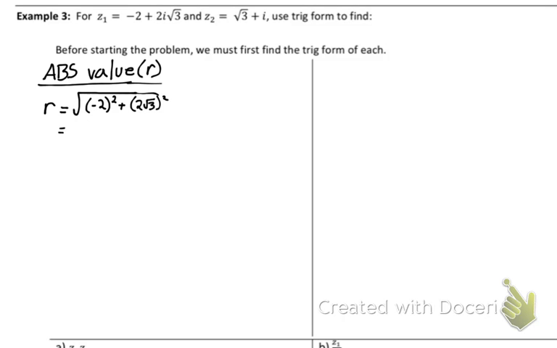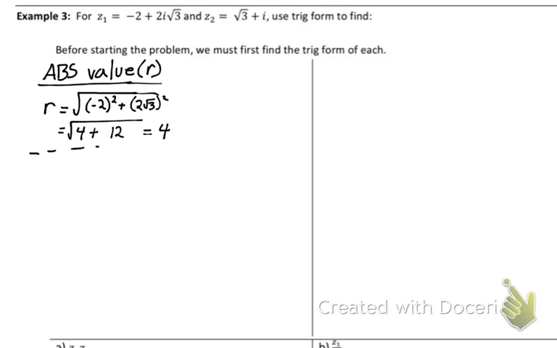Well, that's just going to equal 2 squared is 4, plus, and how I always do these is I do 2 squared is 4. Square root of 3 squared is 3, so it's going to be 4 times 3, which gives me 12. And the square root of 4 plus 12, 16 is going to be 4. That is my absolute or my r value.